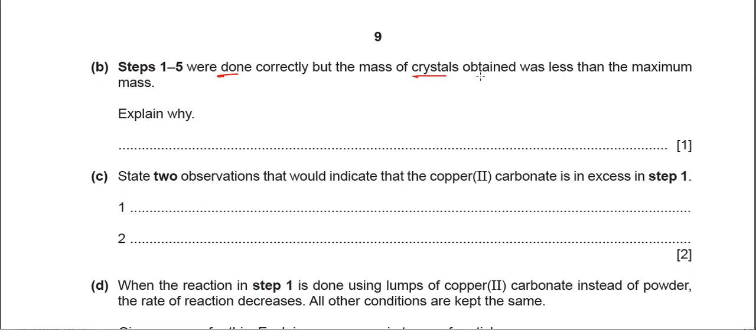Then he says that steps 1 to 5 were done correctly, but the mass of copper sulfate crystals obtained was less than the maximum mass. Explain why. So we can suggest that there is some impurity, or the sample we used was impure. The sample or the copper carbonate we used may be impure. Okay, so there is impurity in the copper carbonate sample or in the sample used.